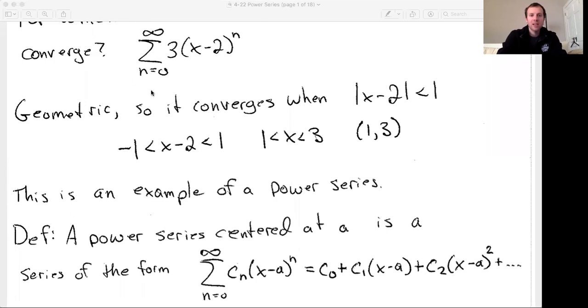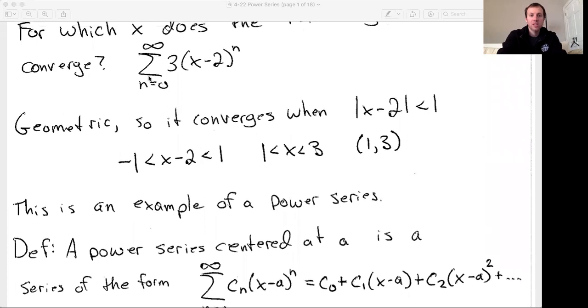We didn't have that in here. So in this case, this is a power series centered at 2, because it's x minus 2. That's the thing being raised to the nth power. But in every case, the coefficient is 3. It's possible that you can have different coefficients which depend on n in some way.